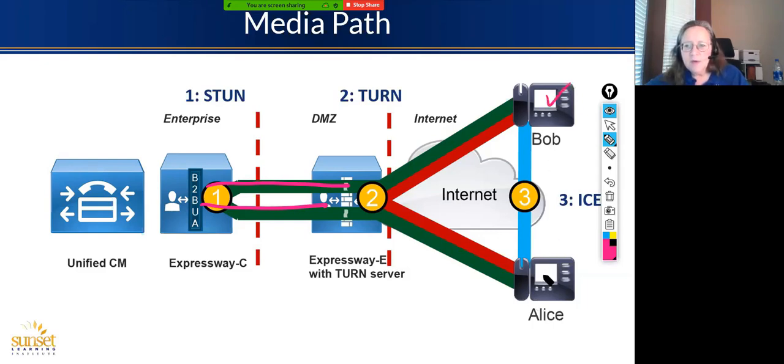Since Bob's phone and Alice's phone are both already connecting to the outside interface of the Expressway E, wouldn't it be nice if that could do the RTP relay? Yes. And that is what TURN is. There is a license on the Expressway E that you can turn on. It's the TURN license. What do you know? TURN relay. And that allows the Expressway E to understand that it should connect those two endpoints for the RTP path.